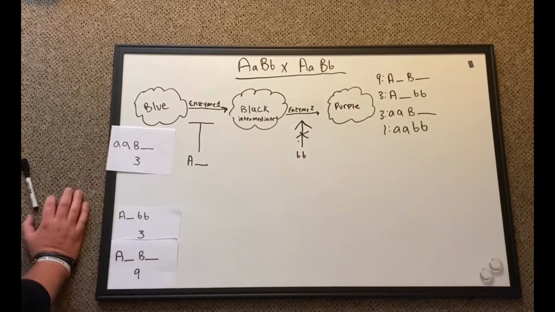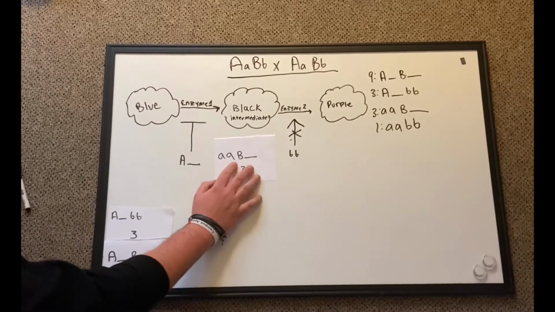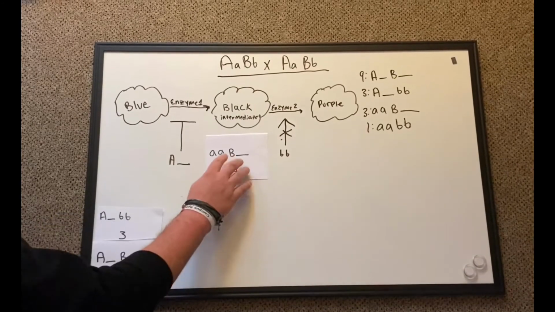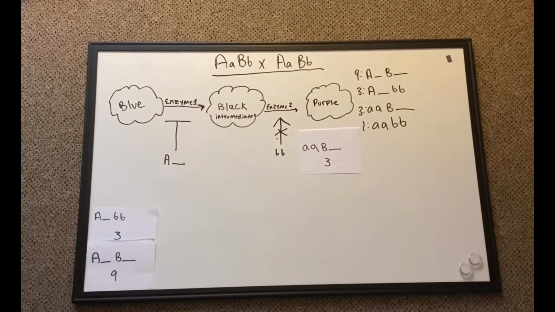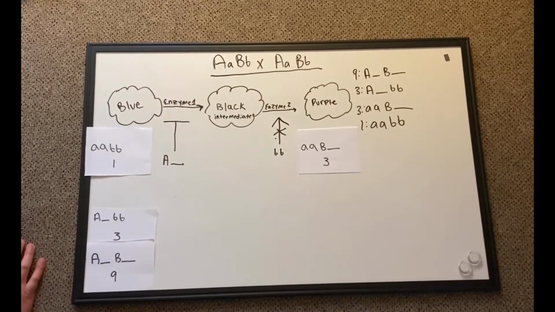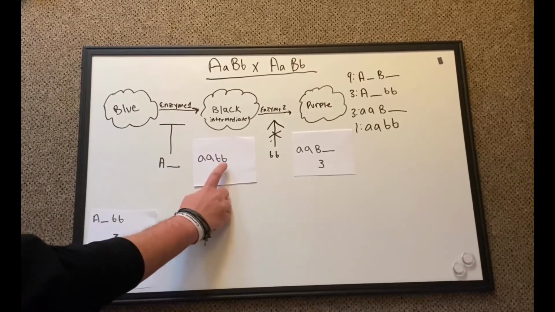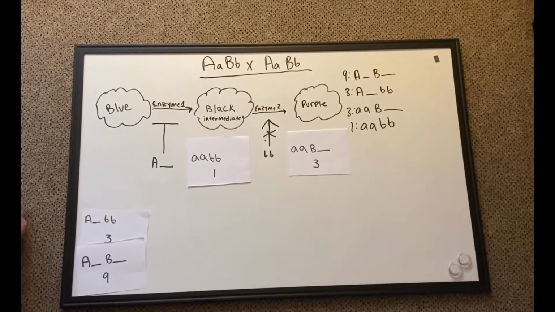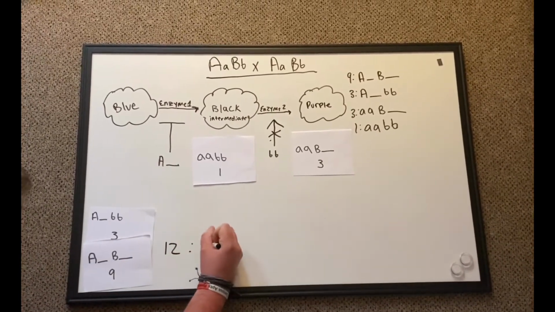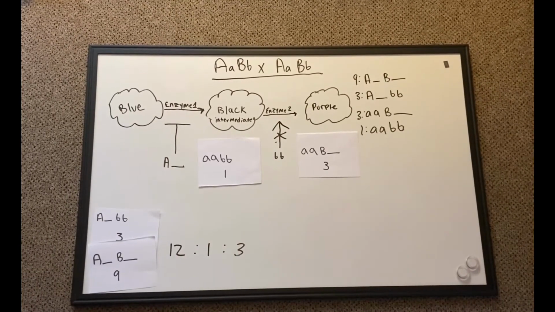Next, little a, big B something. And since there's no big A, it can move to the black intermediate. Well, we notice that it also does not have little b, so this phenotype is going to be purple. And last, we have little a, little b, and because of that, it can move to black, but it has little b, so it's going to have to stay at black, which is then going to give us a 9 plus 3, which is 12 to 1 to 3 ratio, which is the ratio for a single dominant epistasis.